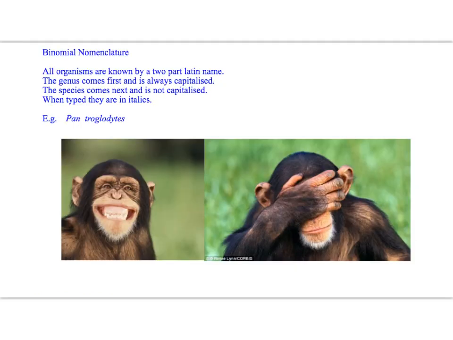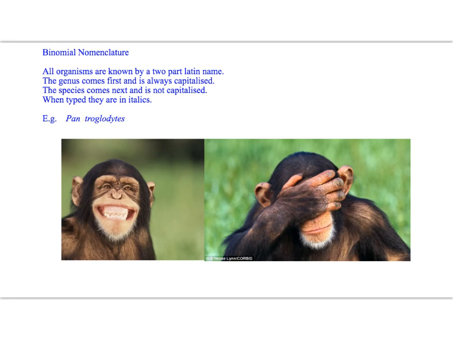The next thing is binomial nomenclature. It's important, especially for A-level and afterwards, to get used to writing species, so the genus name and then the species name. So genus comes first, so Pan, capital P, it's always capitalised, and the species name is second, in this case troglodytes, and it's all lowercase, there's no capital there.